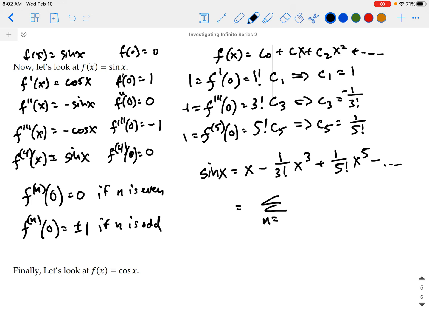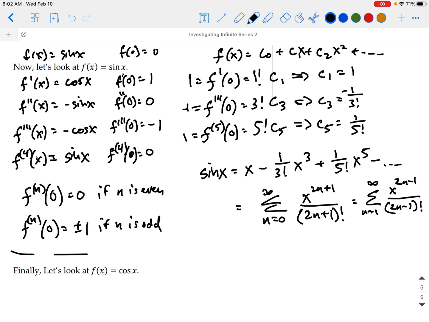So that is equal to the series of negative 1 to the n times x to the 2n plus 1 over the quantity 2n plus 1 factorial. And so we'll start with n equals 0 for this one. If we started at 1, we would do 2n minus 1 factorial. So you could also shift it forward a little bit. So either one of those would work. This is also going to be for all x.